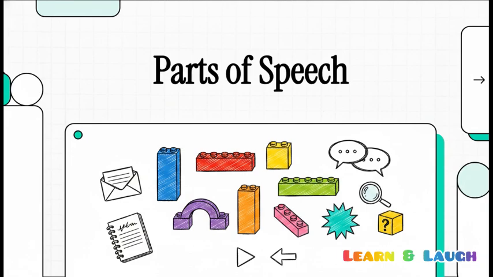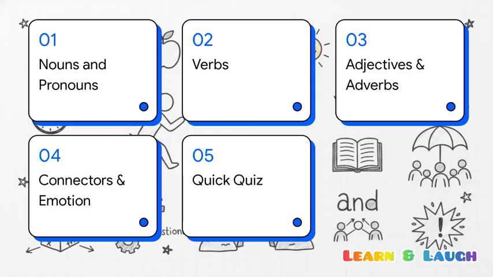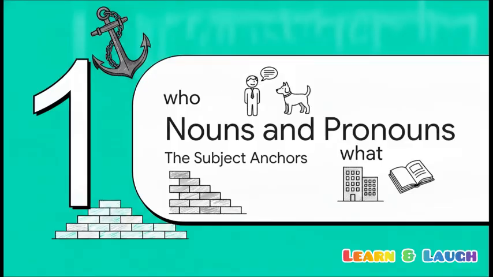So make sure you stick around because I've put together a really quick, fun quiz at the very end to test your new knowledge. Okay, let's take a quick look at our roadmap for today. We're going to cover nouns and pronouns, verbs and action words, adjectives and adverbs, connectors and emotion words, and wrap it all up with that quick grammar quiz. So let's jump right into section 1, nouns and pronouns.